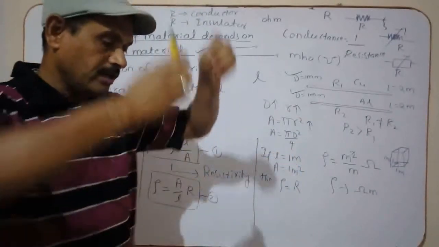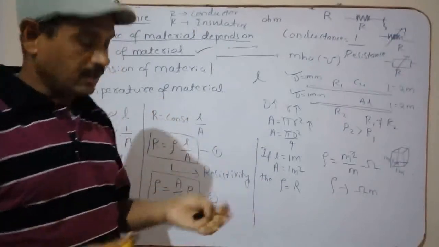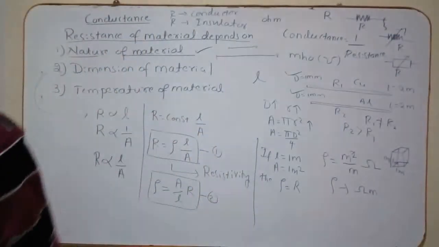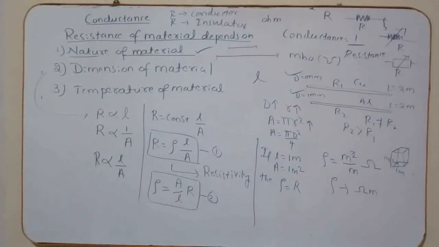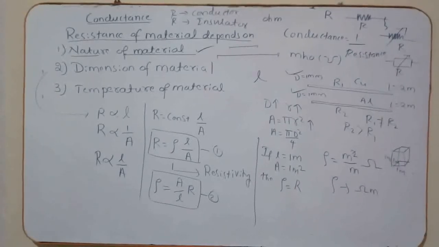For one material that value is fixed. So what we say here is that resistance depends on the dimension of the material, but resistivity is independent of the dimension of the material, and it depends on the nature of the material. We have discussed resistance, conductance and resistivity. Thank you.